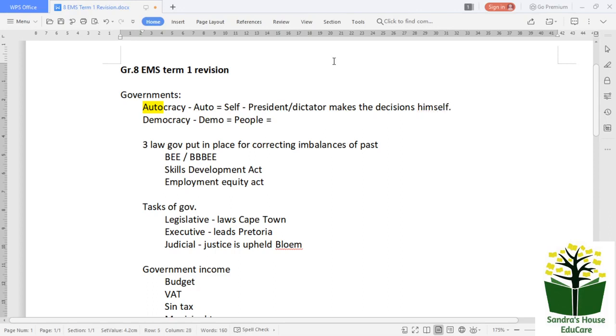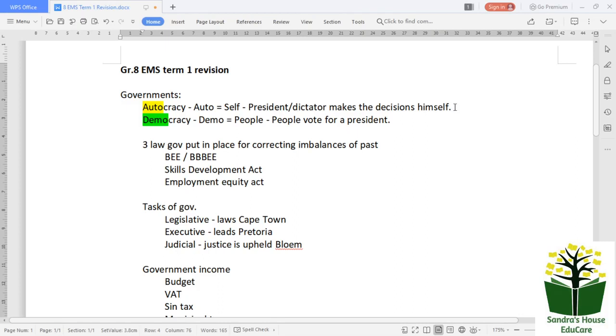Then we're looking at democratic. The word demo means people. So in a democratic government, the people vote for a president. A democratic government is what we've got at the moment.